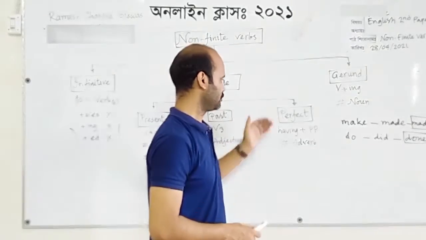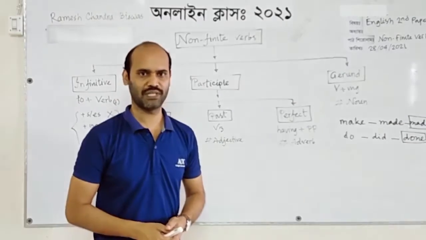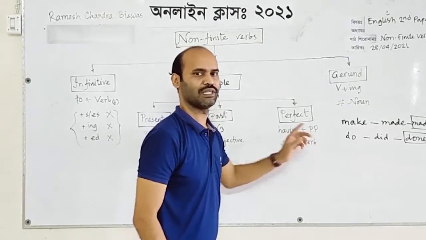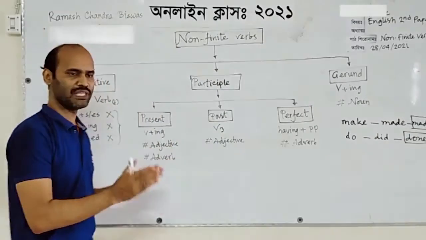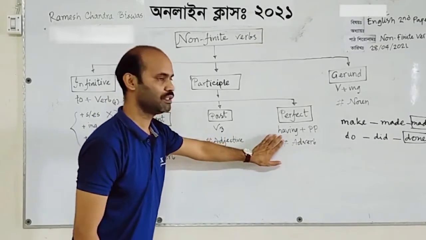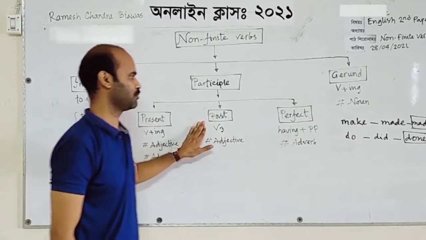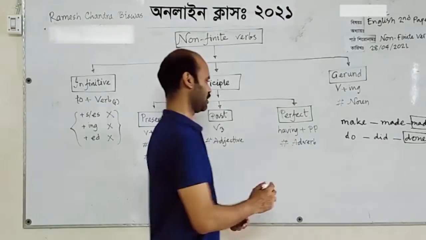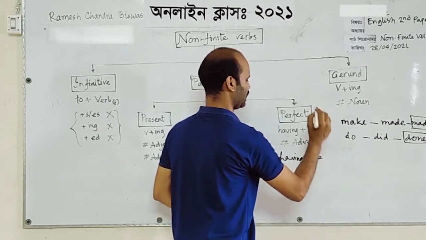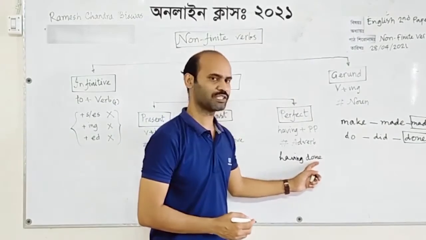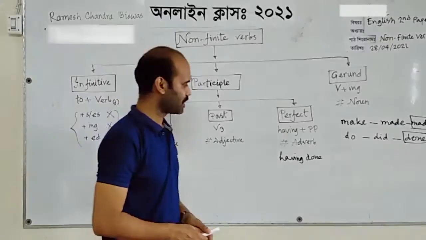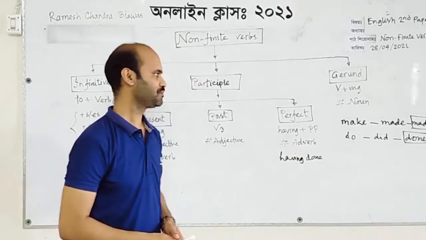The third form of a participle is the perfect participle. A perfect participle is formed with having and the past participle. That is, the perfect participle is the combination of these first two forms, the present participle having with an ing and the past participle form of the verb. For example, having done. So having and the past participle form of the verb. This is the perfect participle, and the perfect participle usually functions as an adverb.